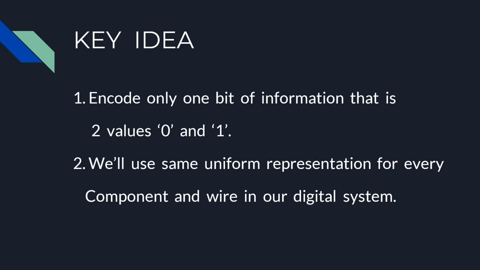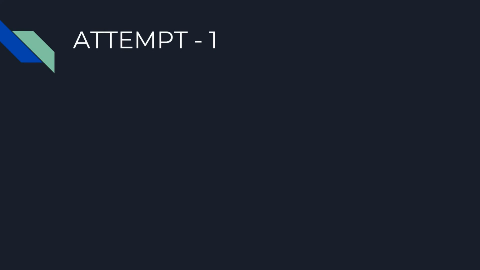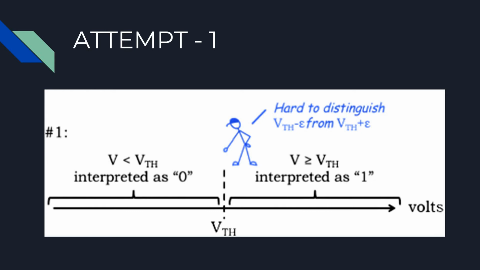Let's see the first attempt. We simply divide the range of voltages into two subranges, just like shown on the screen. One range represents logic 0 and the other range represents logic 1. Pick some threshold value VTH to divide the ranges into two. When V is less than VTH, it is interpreted as logic 0, and if V is greater than VTH, it's interpreted as logic 1.